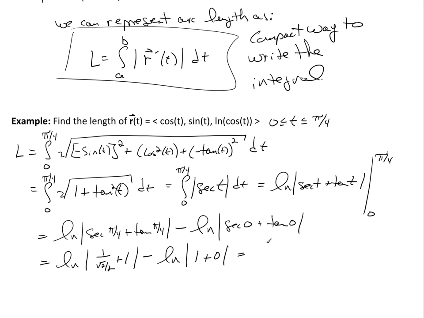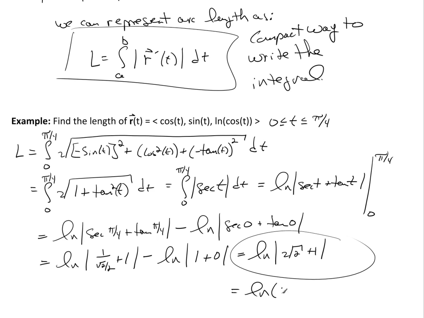So we're going to end up with ln of, when we simplify this, the square root of 2 plus 1. So that's the solution, which is obviously positive, so we could drop these absolute values if we wanted to. This is just ln of 1 plus root 2. That's the exact value, and of course you can grab a calculator and go ahead and estimate it if you want.